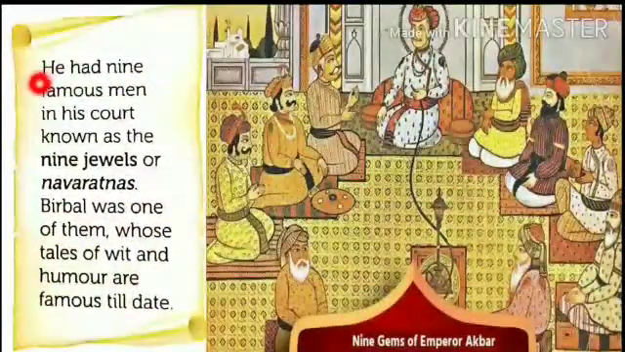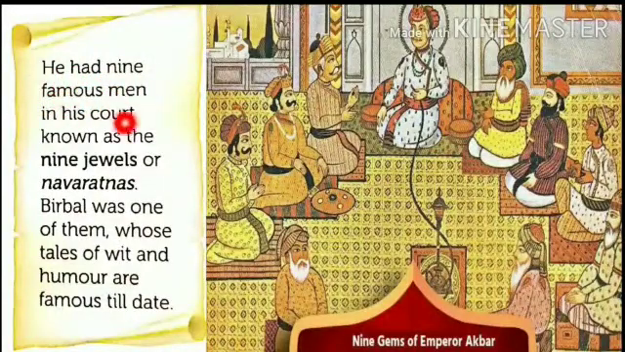Children, Akbar had 9 famous men in his court known as the 9 jewels or Navratnas. Yes, children, Akbar had a grand court. Some famous people in his court were Mia Tansen, Abul Fazl, Raja Birbal, Raja Todarmal and Raja Man Singh. Mia Tansen was a singer. Abul Fazl wrote Akbarnama, the biography of Akbar. Raja Birbal was Akbar's advisor.